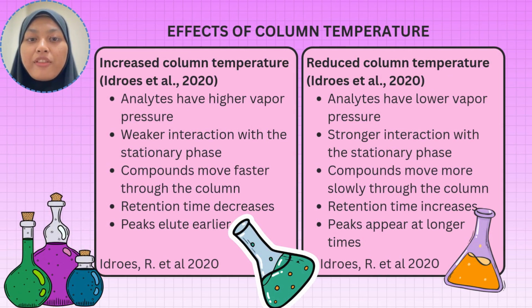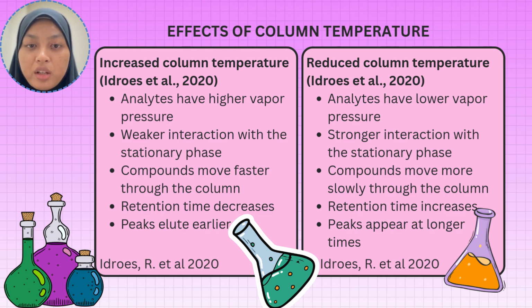This slide shows the effect of column temperature in gas chromatography. Column temperature is a very important parameter because it directly affects how fast compounds travel through the column and how well they are separated. First, let's look at increased column temperature. When the column temperature is increased, the analytes gain higher vapor pressure. Because of this, their interaction with the stationary phase becomes weaker. As a result, the compounds move faster through the column. This causes the retention time to decrease, meaning the peaks elute earlier on the chromatogram.